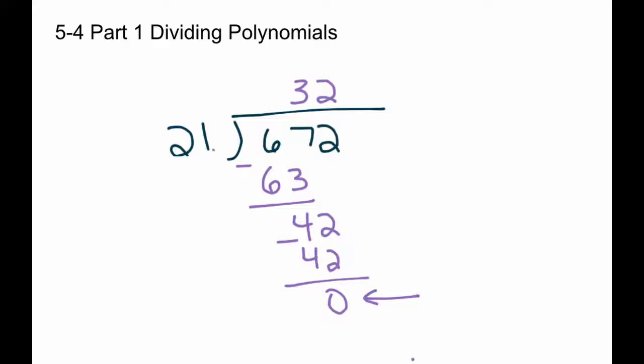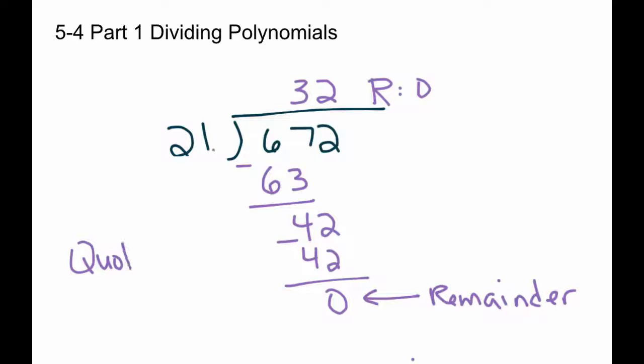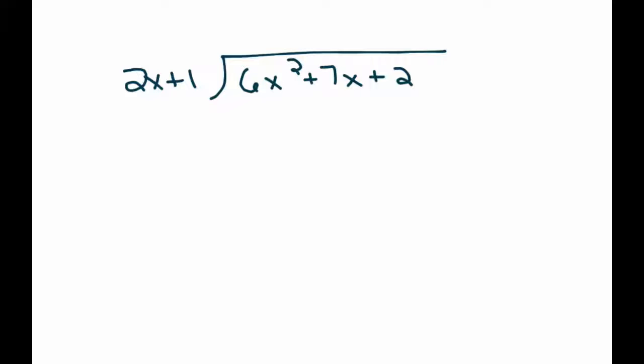We didn't always get a remainder of 0 when we learned how to do this process in elementary school. Sometimes that remainder was a number, and we would just write it over here next to the quotient. The word quotient is the answer to a division problem. The process for polynomial division is going to be similar. Here is an example of what a longhand polynomial division problem might look like.